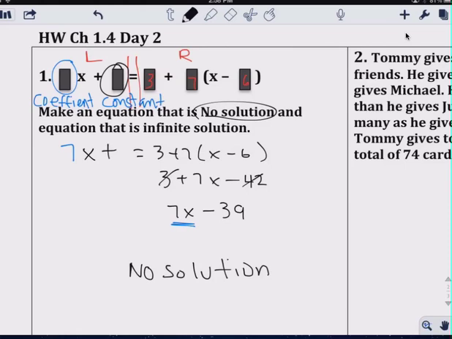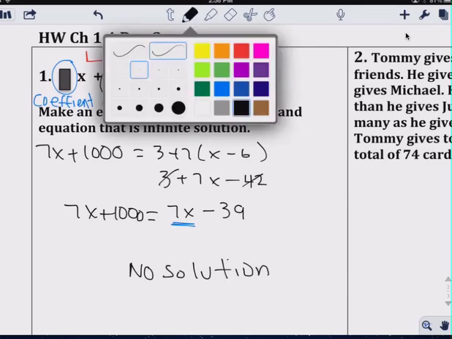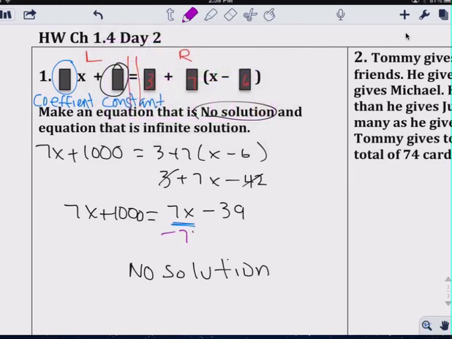So it could be 7x plus 1,000. Okay, so that will make it 7x plus 1,000 here. Just to prove it's no solution, we go further. We minus 7x, minus 7x. 1,000 does not equal negative 39. That makes it no solution, right?